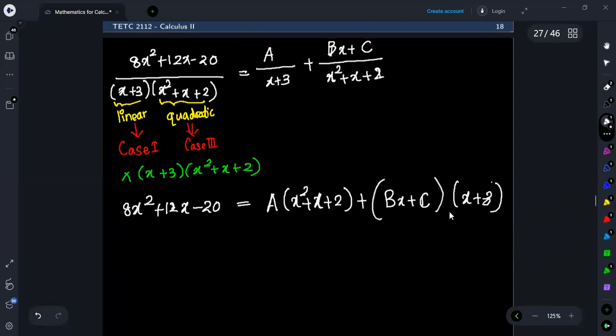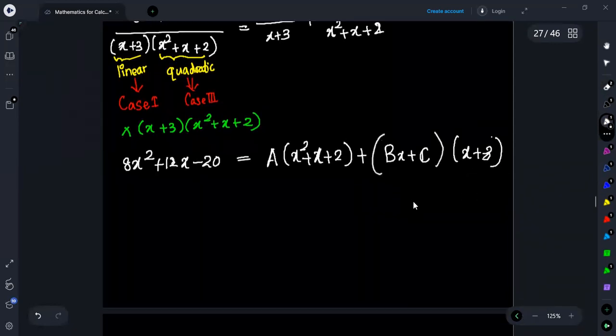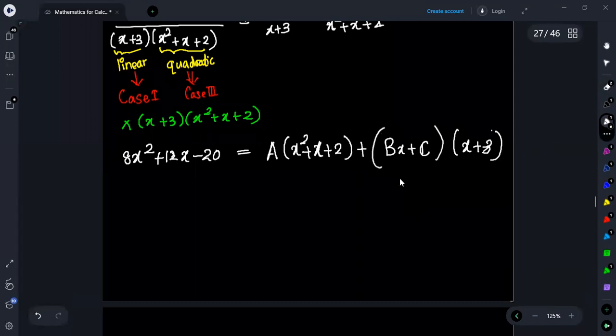Once you have obtained this expression, as earlier, we are going to substitute some values, or consider the corresponding coefficients. With that, we can obtain the answer. So let's see.